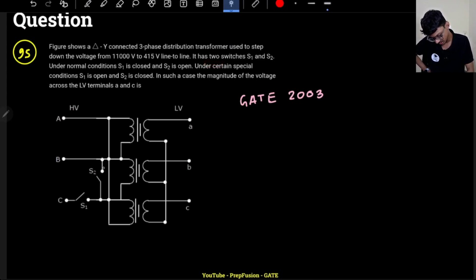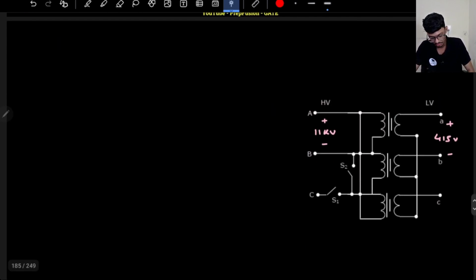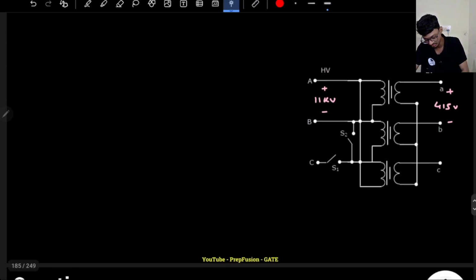There are two switches S1 and S2. Under normal operating conditions S1 is closed and S2 is open. Under special conditions S1 is open and S2 is closed. If S2 is closed, that means coil B is totally short circuited, so no voltage will be developed there. That is the only thing you need to keep in mind. In such cases, what will be the magnitude of the voltage across the LV terminals A and C? They are asking about the abnormal condition when S2 is closed.